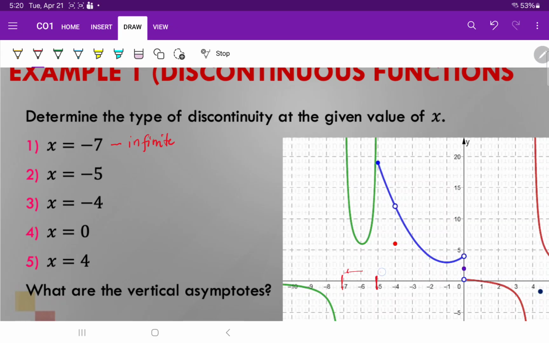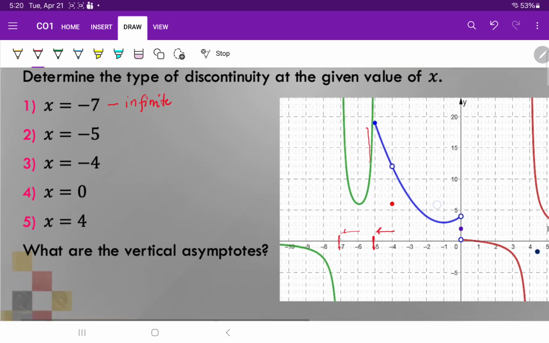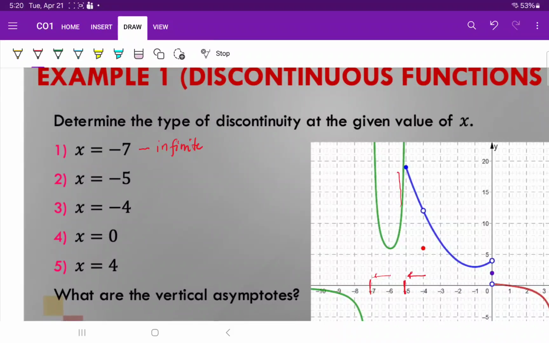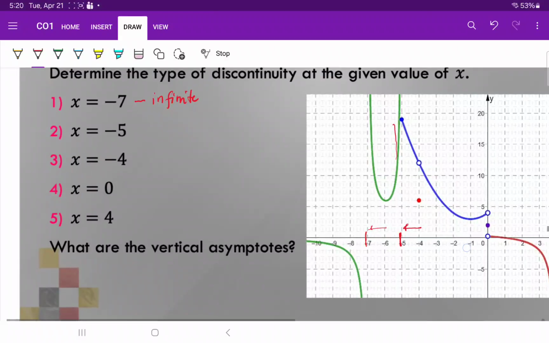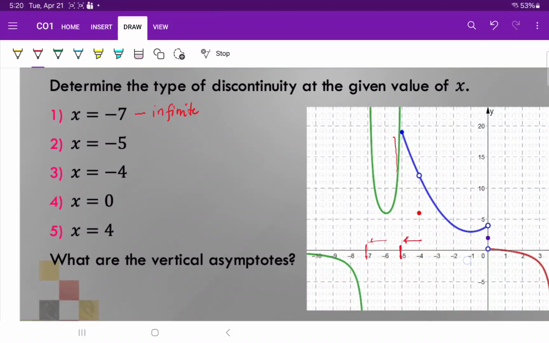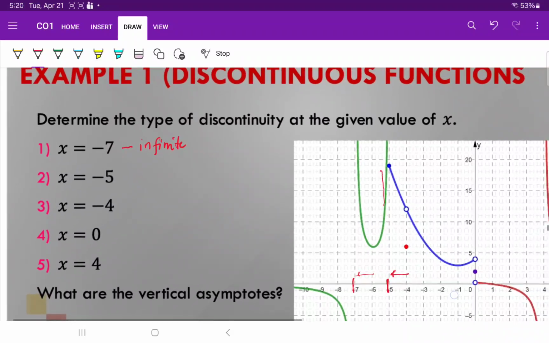Coming from the right of -5, what happened with your y? Positive infinity. Okay, so coming from the left of -5, although there is no graph shown here, again, at -5 you have an infinite limit coming from the right of -5. So we call this an infinite discontinuity.